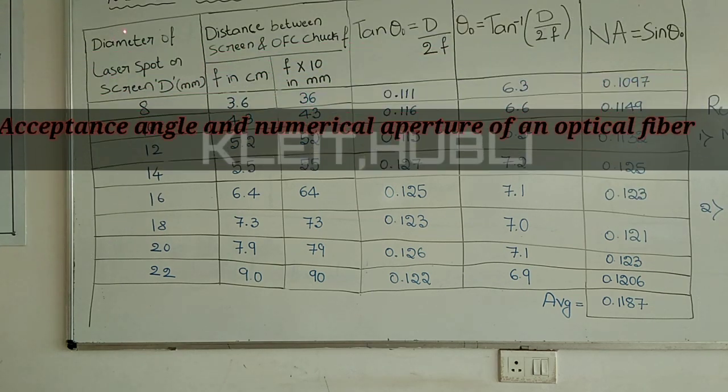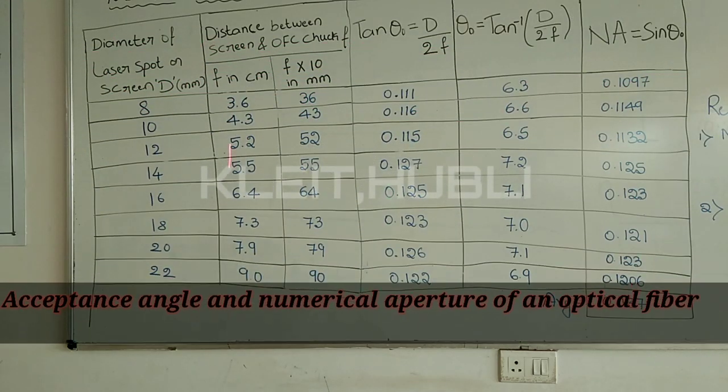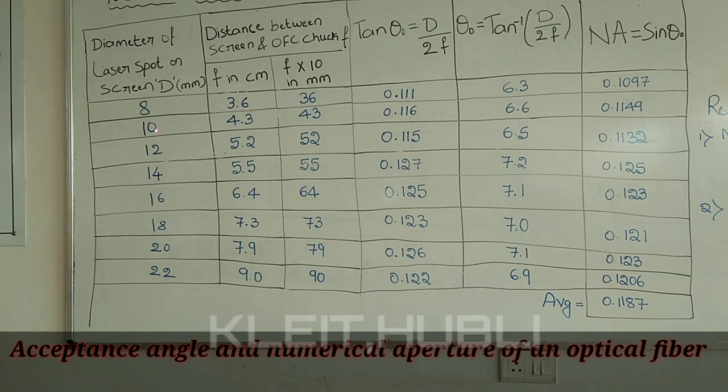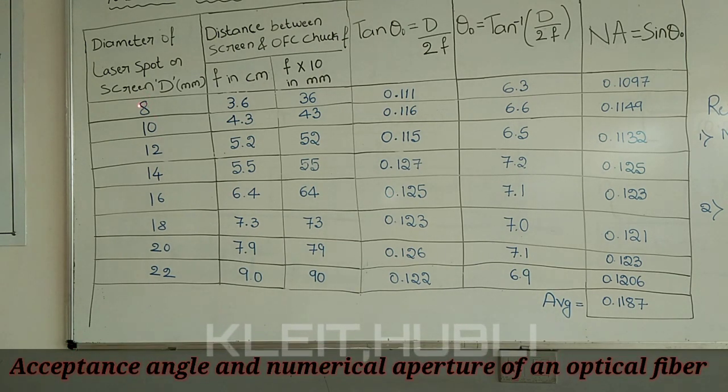This is the tabular column. We have tabulated the readings for different diameter of the laser spot. We have seen in the video before. Initially we adjusted the diameter of the laser spot on the aperture to be 8 millimeter. So for this 8 millimeter, what was the distance between the screen and the OFC check? We have recorded it is 3.6 centimeter.